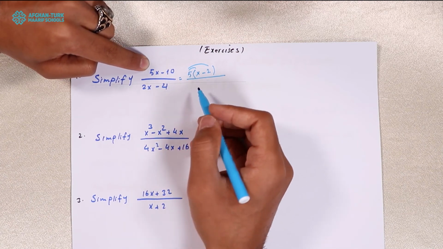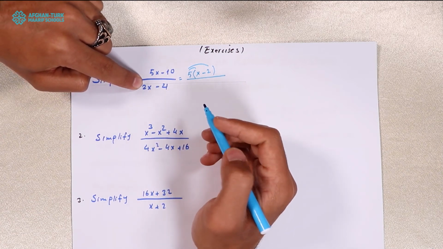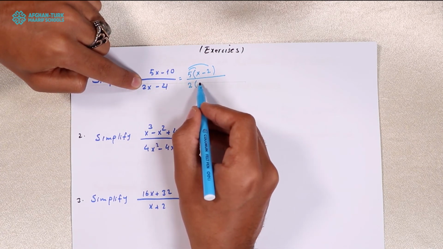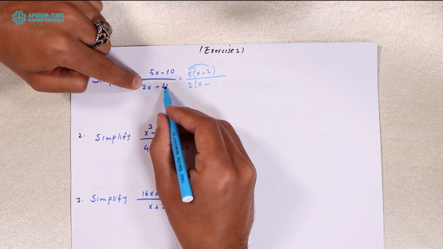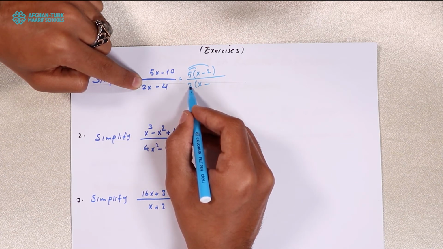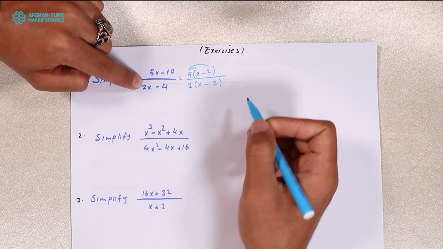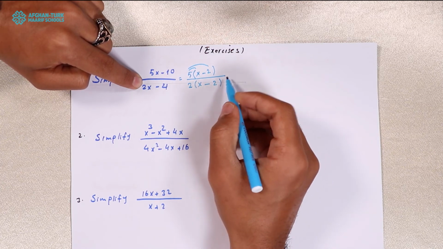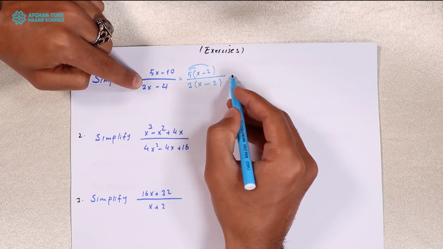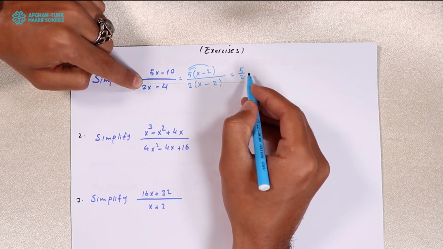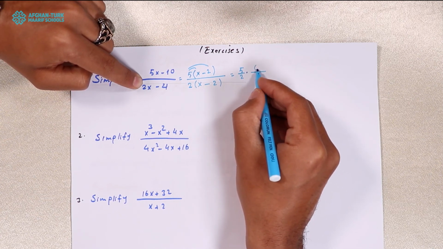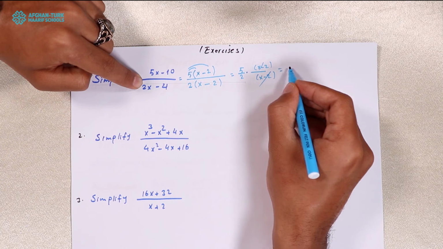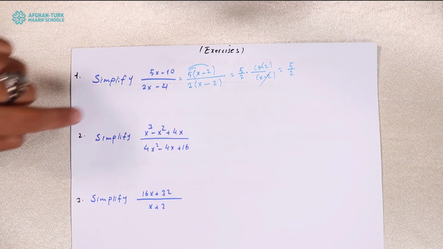From the denominator, same as the numerator, we can simply take 2 as a factor. 2x divided by 2 is x, minus 4 divided by 2 is 2. Look, we have two expressions which are the same, so we can cancel them easily. Here we have 5 over 2 times (x minus 2) over (x minus 2). We can simply cancel them, so the answer is 5 over 2. Did you understand? Did you get it?